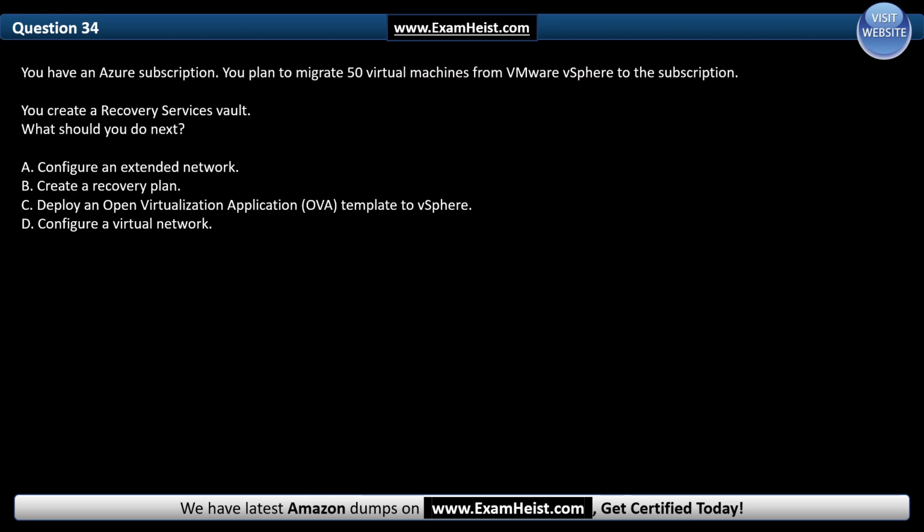Question 34. You have an Azure subscription. You plan to migrate 50 virtual machines from VMware vSphere to the subscription. You create a recovery services vault. What should you do next? The correct option is D. Configure a virtual network.